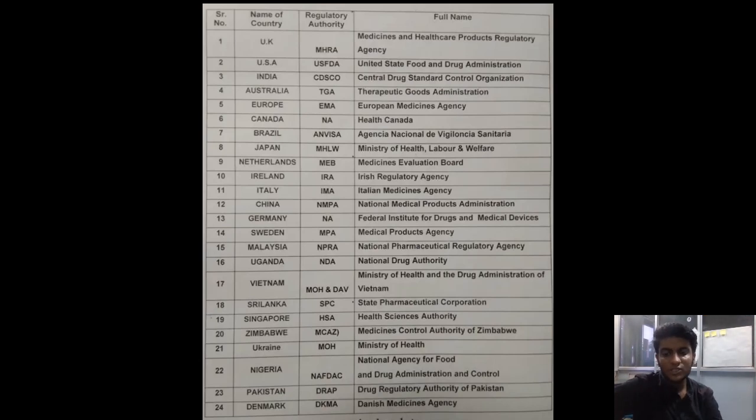Moving on, we have different regulatory bodies for different countries. And from this, I'll be marking what's more important. So from UK, we have MHRA, Medicines and Healthcare Products Regulatory Agency. From US, we have FDA, CDSCO for India, for Australia the Therapeutic Goods Administration, for Europe the European Medicines Agency. Now, be careful. For Europe, it is European Medicines Agency, and for Sweden, this is Medical Products Agency. So be very, very careful when you see this. Medical in Sweden and medicine in Europe.